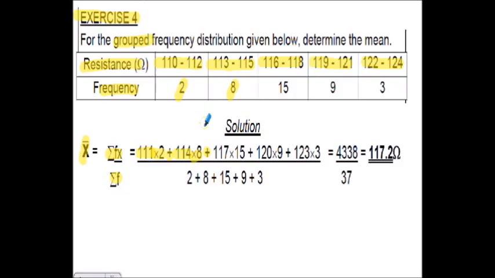So the average, if you like, 116 plus 118 divided by 2 there gives me the 117, and that's multiplied by its frequency. Final category is the mean value is 120, and that's times by the frequency of 9, plus 123, and that's times the frequency of 3. That's all divided by the summation of the frequencies. So doing the numbers on this, the top line, get 4,338 divided by the bottom line there of 37 items in this listing. That gives us the mean resistance of 117.2 ohms.